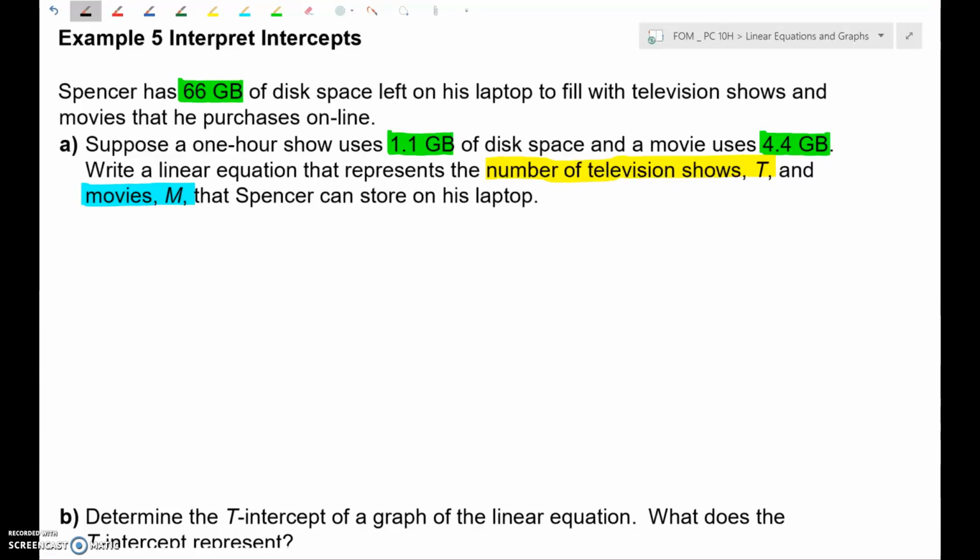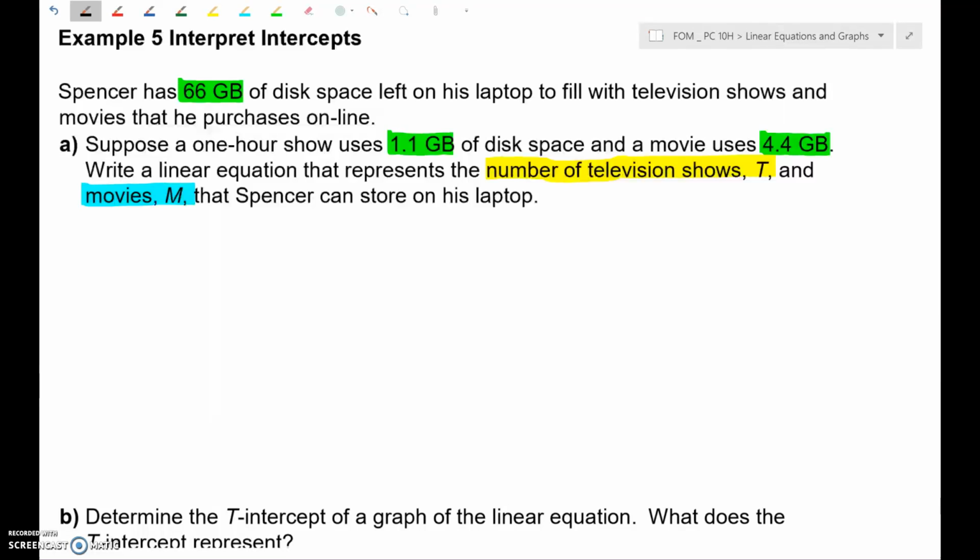Okay, so we're going to take a look at example number 5, interpret intercepts from section 7.2, the general form of an equation. Spencer has 66 gigabytes of disk space left on his laptop to fill with television shows and movies that he purchases online. Suppose a 1-hour show uses 1.1 gigabytes of disk space and a movie uses 4.4 gigabytes.